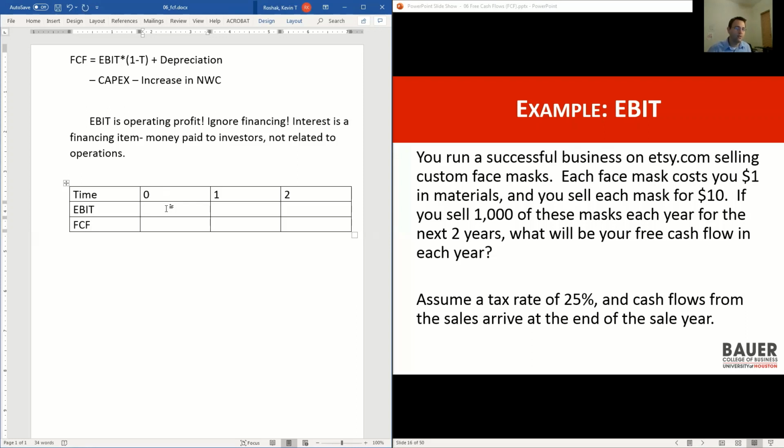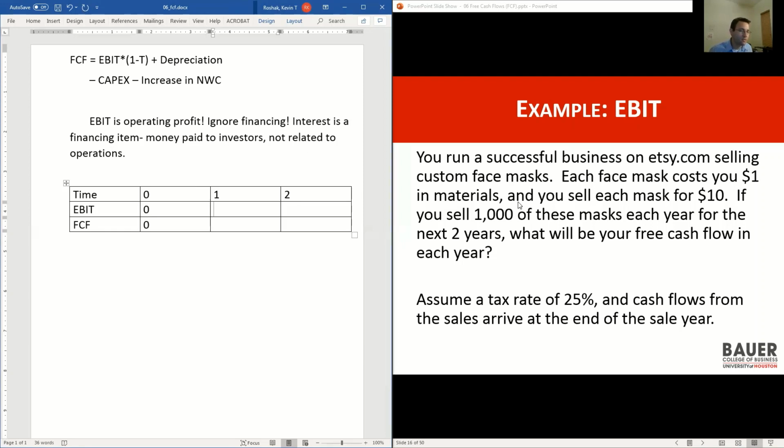It takes time to generate expenses. So generally, when we do these problems, at time zero today, you're just starting off in this business. You're just starting off selling face masks. You don't have any profit right away. It takes time to get sales and expenses. So at time zero, you got no earnings, right? You're just starting. And then over the course of the year, what's happening?